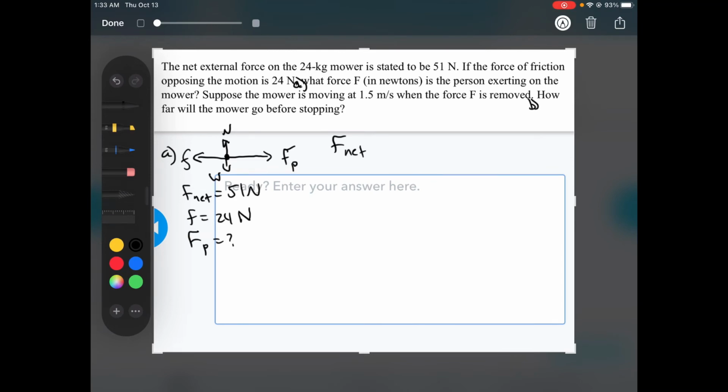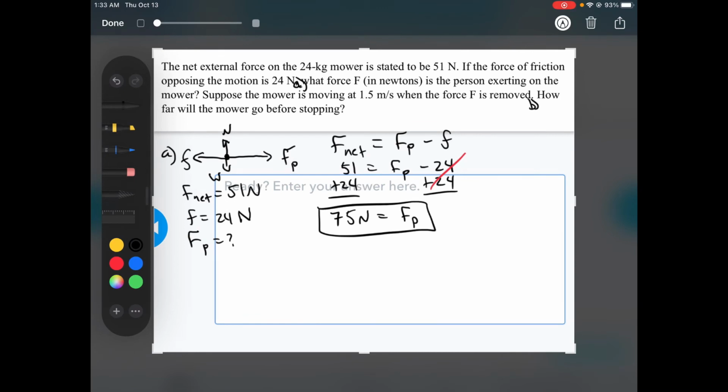But our net force is equal to mass times acceleration, sure. We already know what net force is, so we don't have to do that part of it. We also know that it's equal to the force of the person minus the frictional force, which means it's just 51 is equal to the force of the person minus 24. So you could add 24 to both sides. So that's going to be 75 newtons that he's applying to the mower.